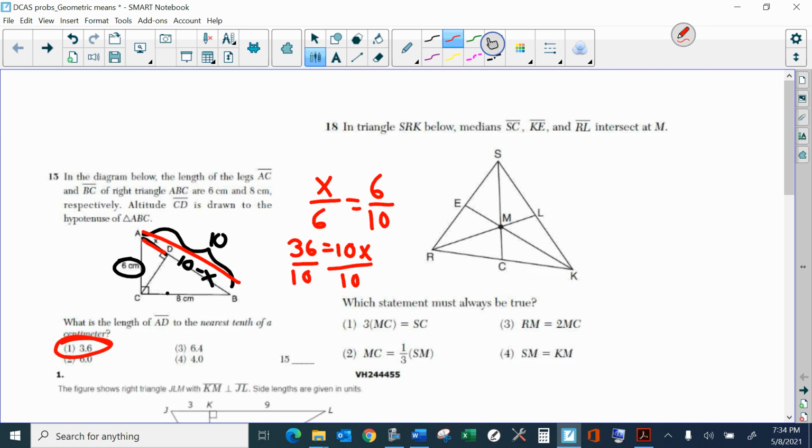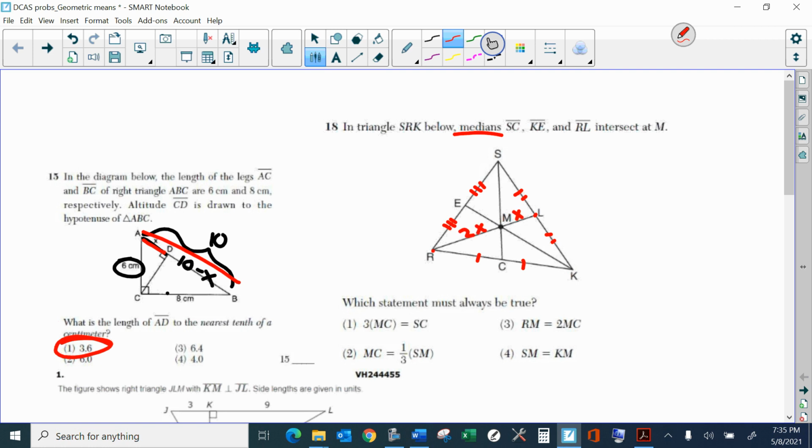Number 18. Whenever we see this, we should be seeing this as a centroid. Three medians where the medians intersect. Remember, a median goes to the midpoint from a vertex, in this case R, to the midpoint of the opposite side. So you know those are congruent. This is congruent to this, and that is congruent to this. We also know that the longer piece is double the shorter piece. The ratio is 2 to 1. So it'd be a total of 3 parts for RL.